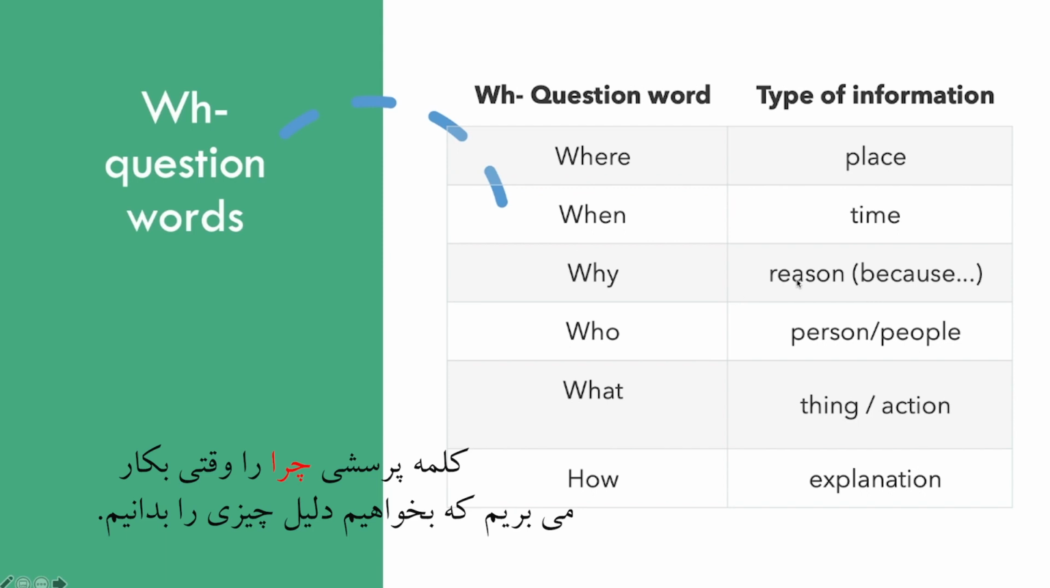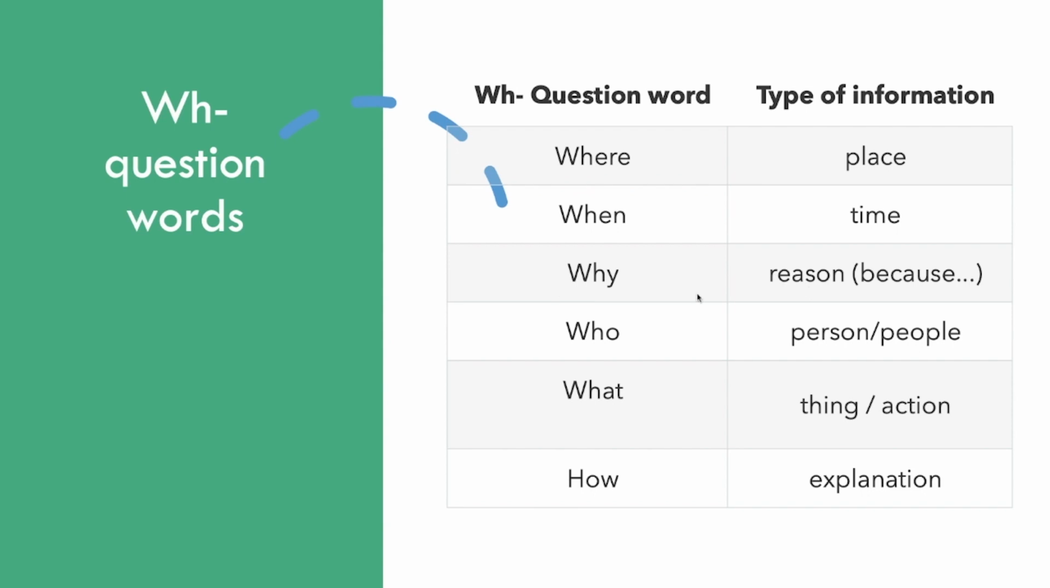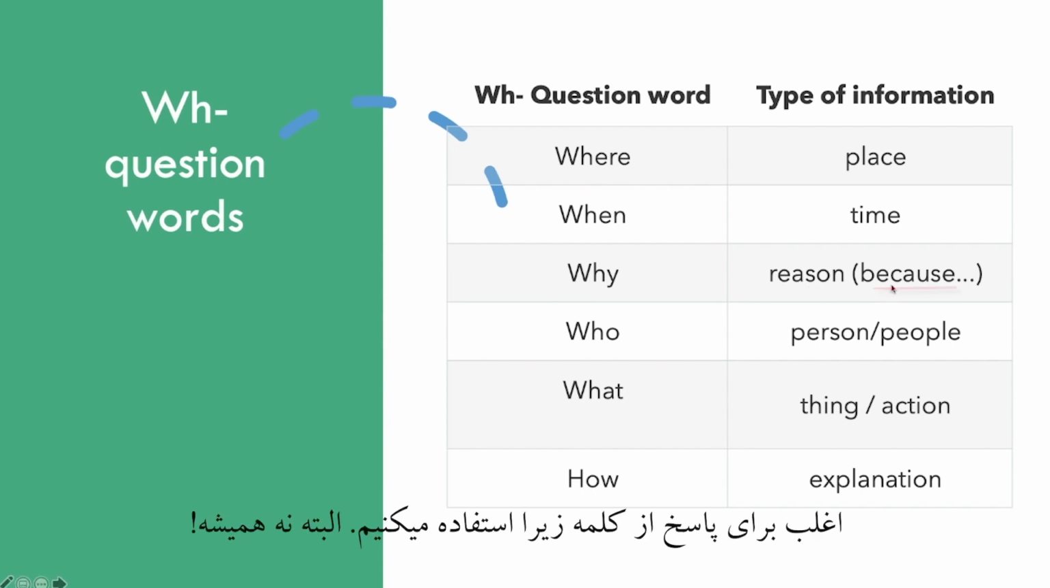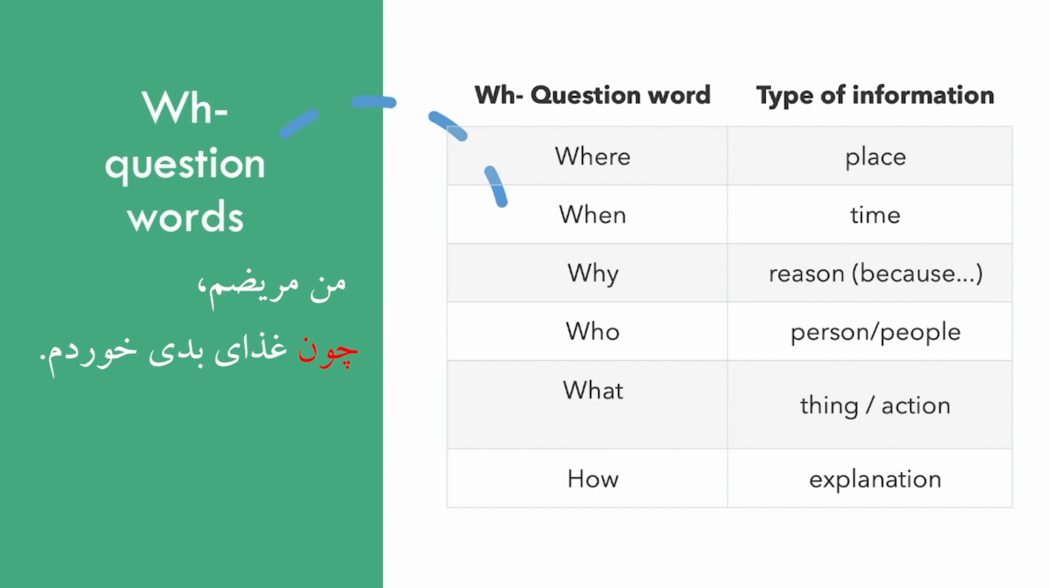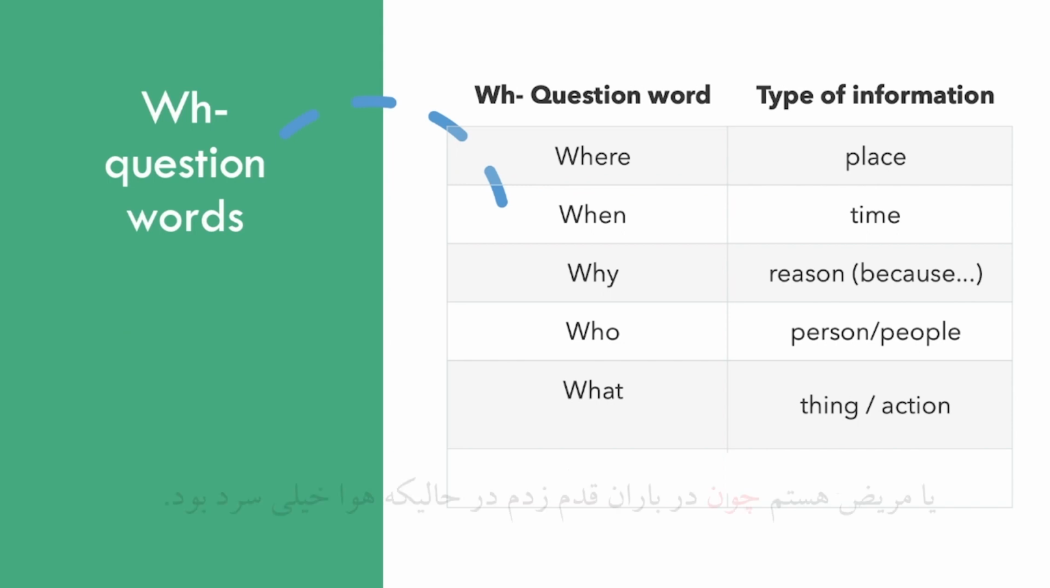Why we use for reason. Okay? Often in the answer we use because. Not always, but we often use because in the answer. So for example, why are you sick? The answer, I'm sick because I ate some bad food. Or I'm sick because I was walking in the rain and it was very cold.